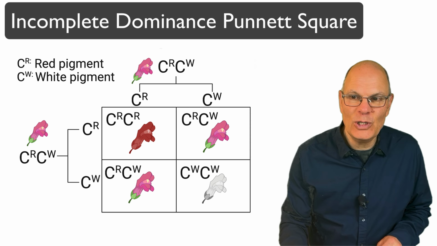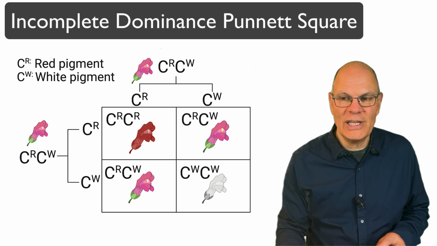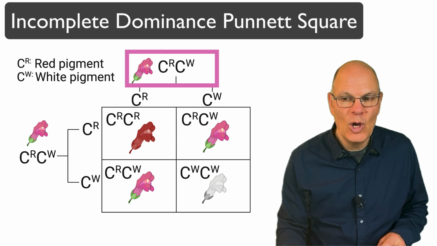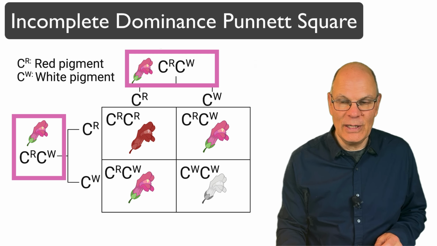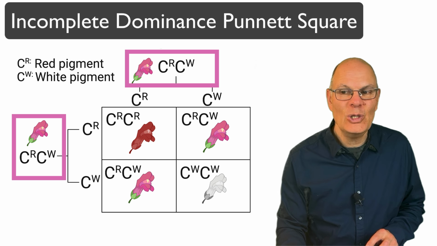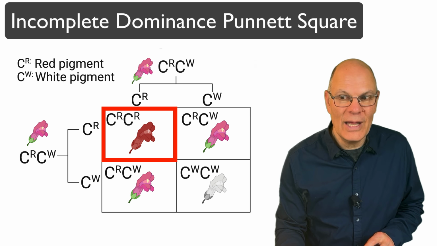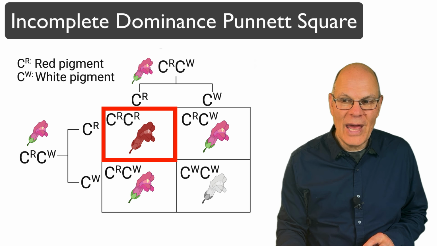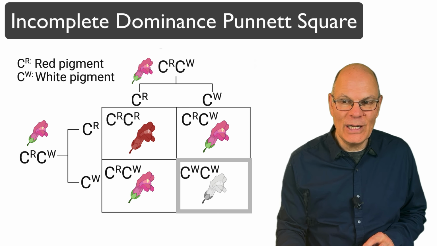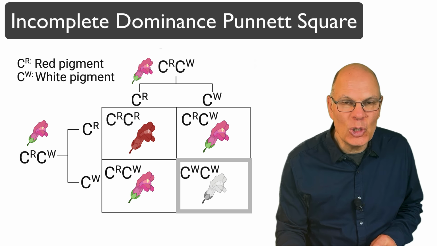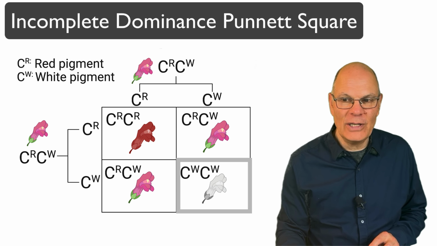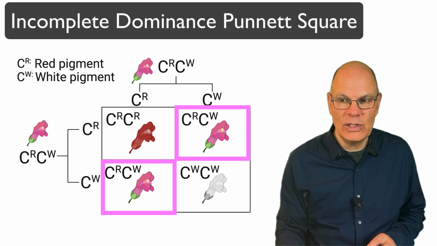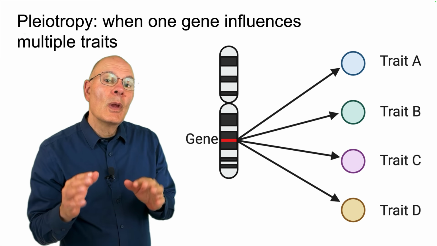Let's see what happens when you do your F1 cross to produce the F2 generation. So we have C big R, C big W, crossed with another C big R, C big W. What do you get in the offspring? You get one offspring that's red because it's C big R, C big R, one offspring that is white because it's C big W, C big W, and 2 that have the intermediate phenotype pink because they're going to be C big R, C big W, C big R, C big W.